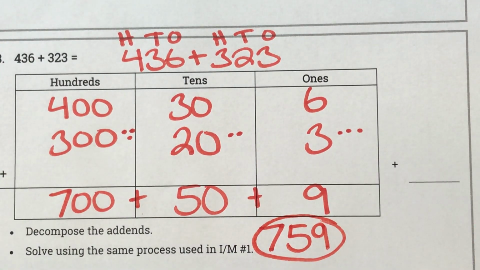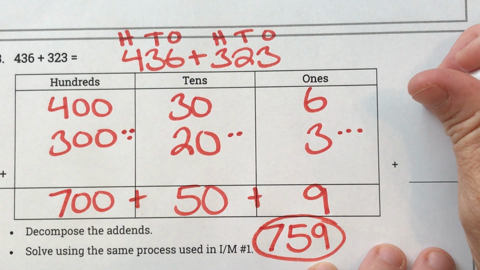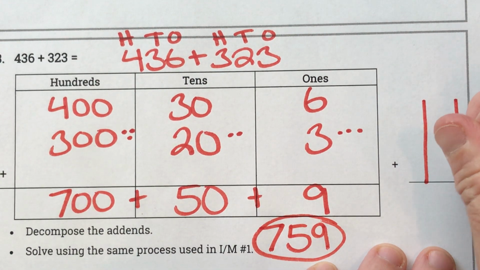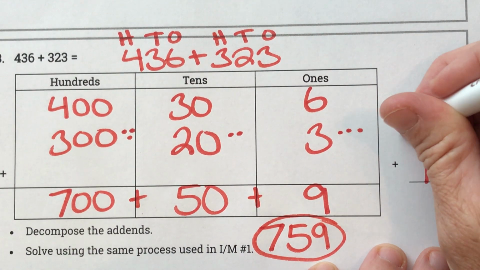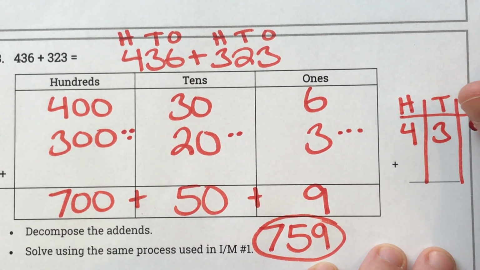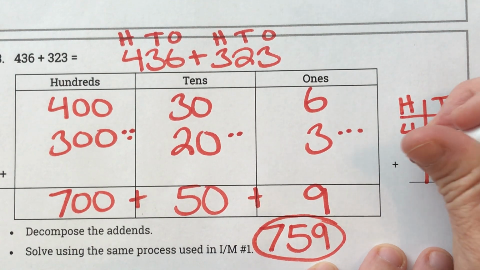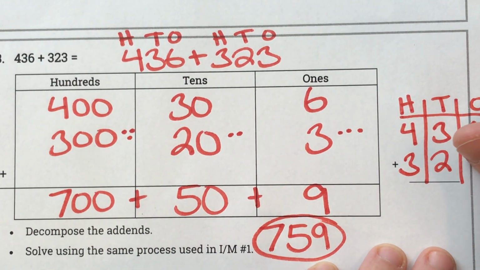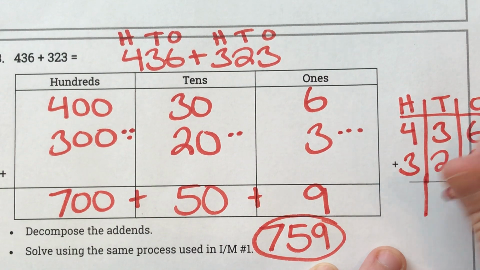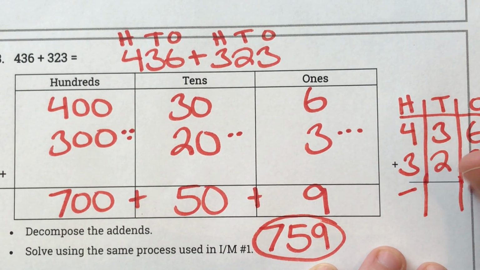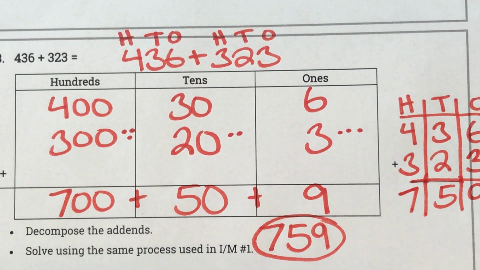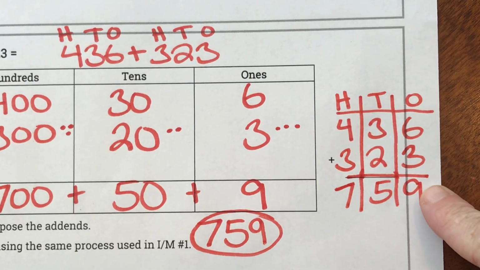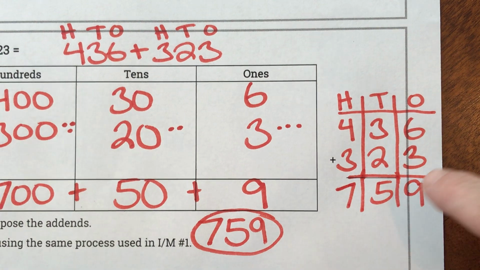759. If I was to put this in working form, remember working form is when I don't decompose the numbers. So I have 1s, 10s, and hundreds, and I just write the add-ins as is. So I have 436 plus 323, and what was our answer? 759. So this is what working form would look like.